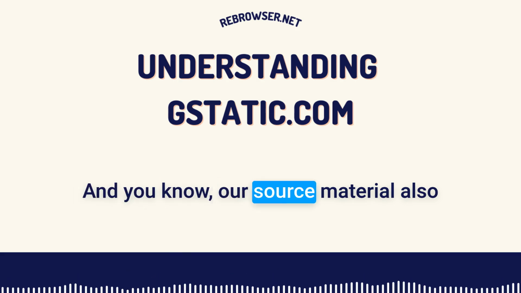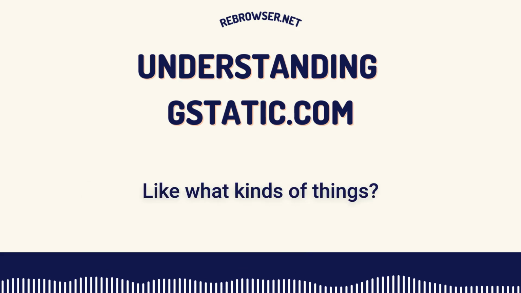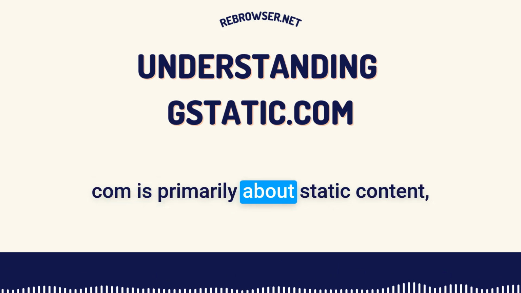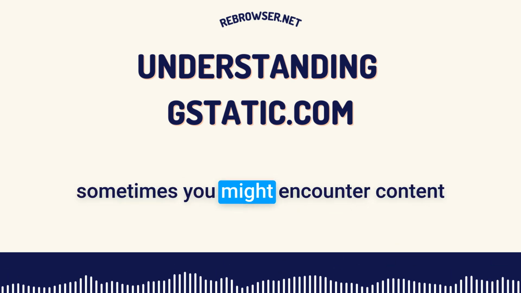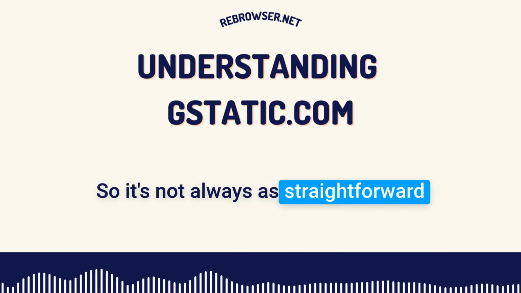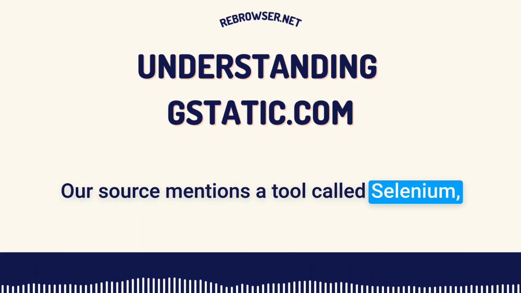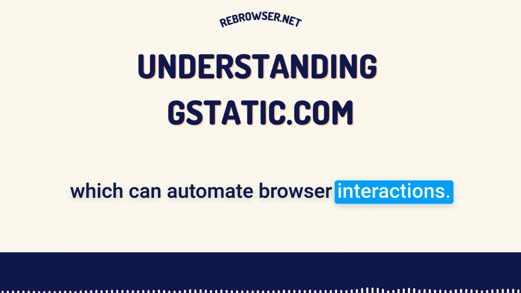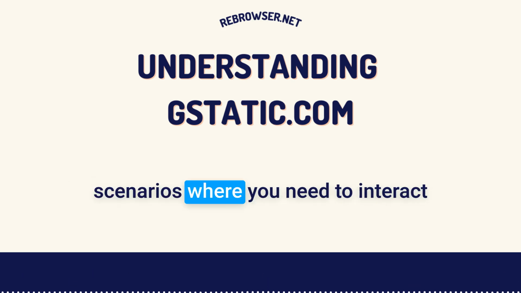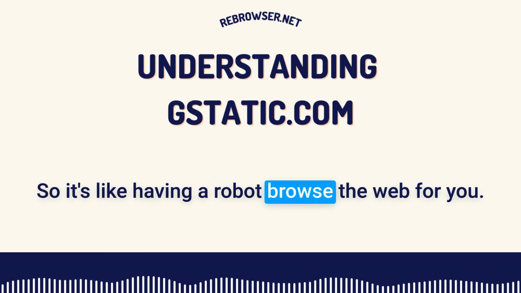And our source material also touches on some more advanced techniques that people might need to know about. Oh yeah, like what kinds of things? Well, for example, while gstatic.com is primarily about static content, sometimes you might encounter content that's loaded dynamically with JavaScript. So it's not always as straightforward as just downloading a file. Right. Our source mentions a tool called Selenium, which can automate browser interactions. That can be useful in those more complex scenarios where you need to interact with a page like a human user would. So it's like having a robot browse the web for you.